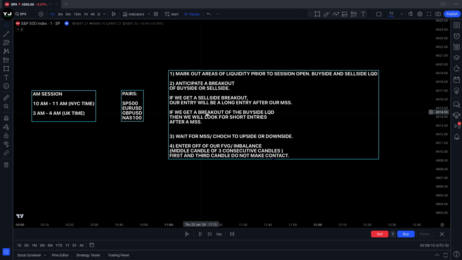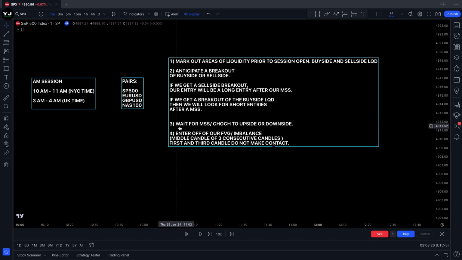If we get a breakout of the buy side liquidity, however, then we will look for short entries after a market structure shift. So the buy side liquidity is the liquidity that is on the upside. Step 3, we're going to want to wait for a market structure shift or a change of character to the upside or the downside. So this all depends on whether we get a sell side breakout or a buy side breakout.